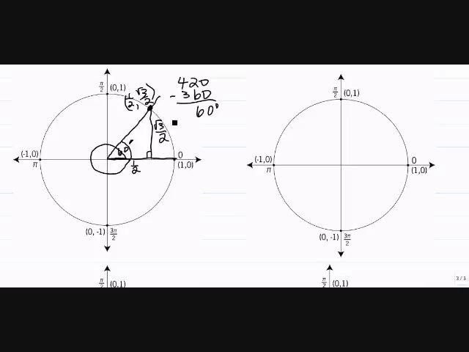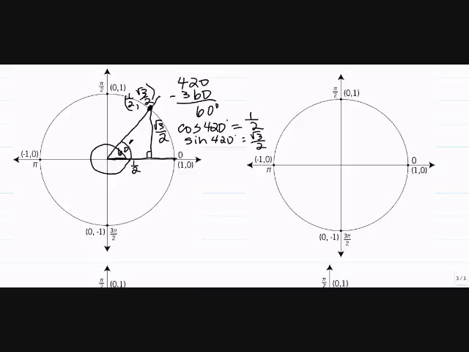which means the cosine of 420 degrees is the x-coordinate, 1/2. And the sine of 420 degrees is the y-coordinate, square root of 3 over 2. We only get to use one point. When we trace out that angle and we make the ray, there's only one point that we're going to calculate. Okay.